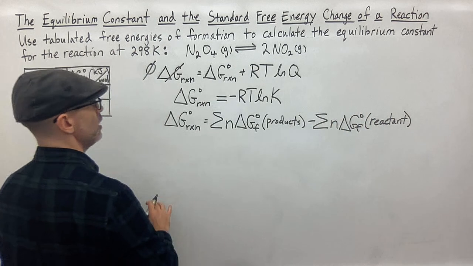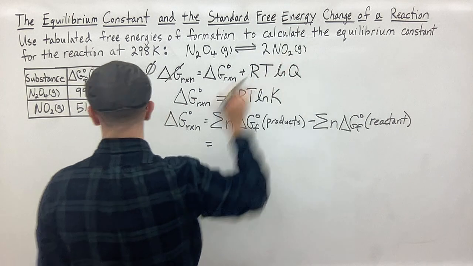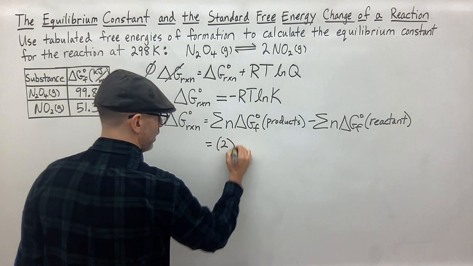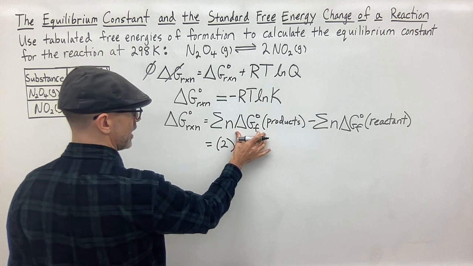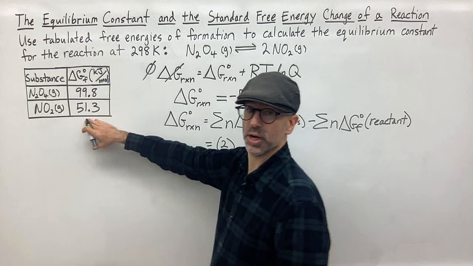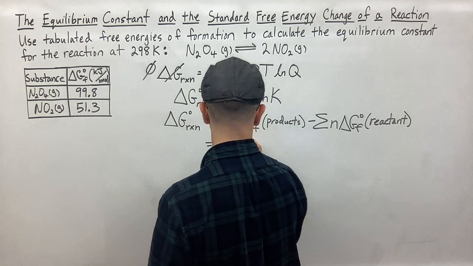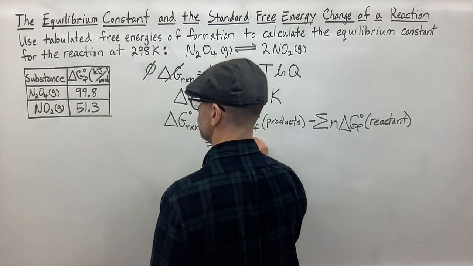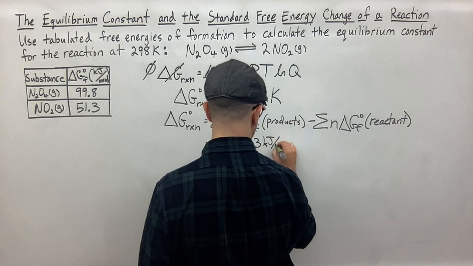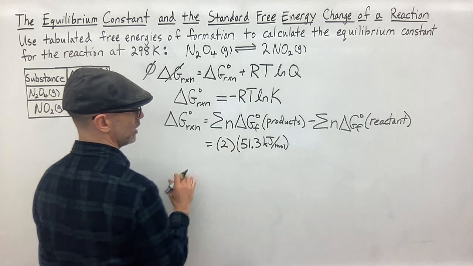We only have one product, which is NO2. The 2 here is our n value. We're going to multiply 2 by the standard free energy change of formation of NO2, which we have here, 51.3 kilojoules per mole. The 2 represents 2 moles, so the moles are going to end up canceling out.